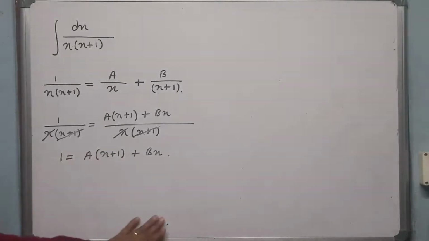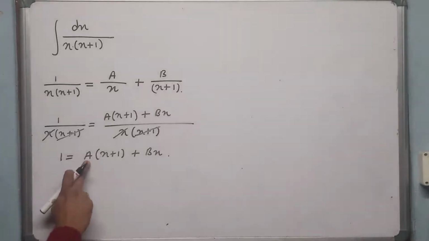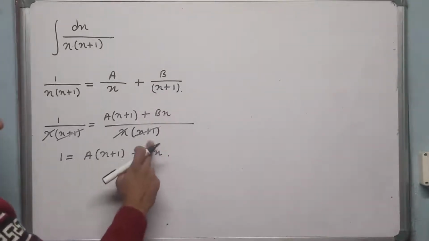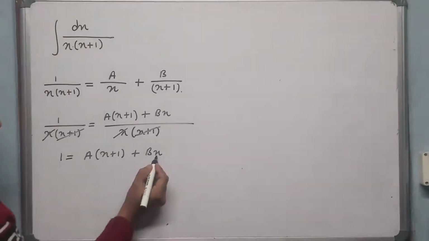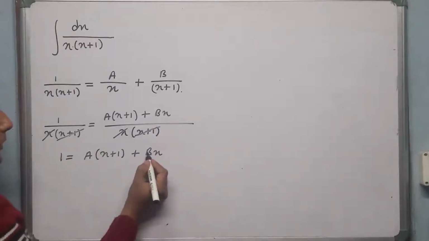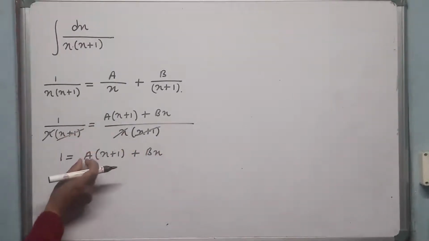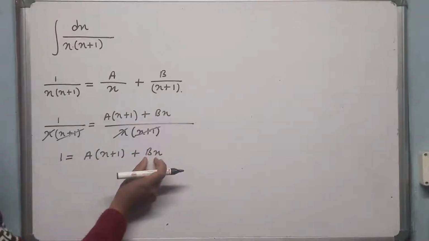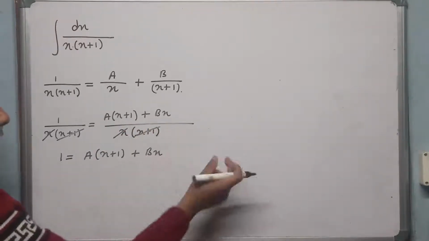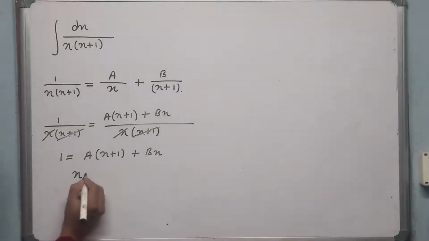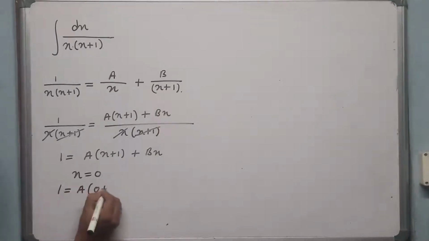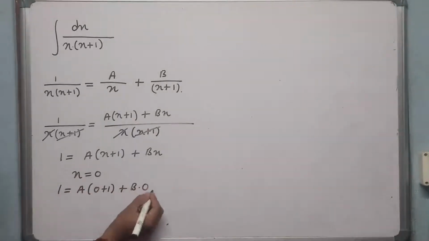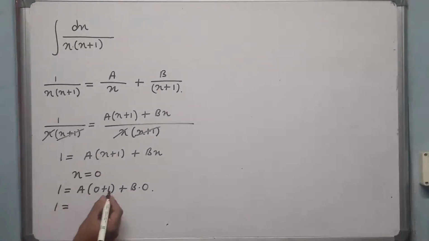Now we'll do the shortcut method. To calculate the value of A, you have to make the B quantity 0 by the choice of the value of x. If I consider x equals 0, then 0 into B will be 0. So in this equation, let us suppose x equals 0: 1 equals A into (0 plus 1) plus B into 0. A into 1 is A. The value of A is 1.